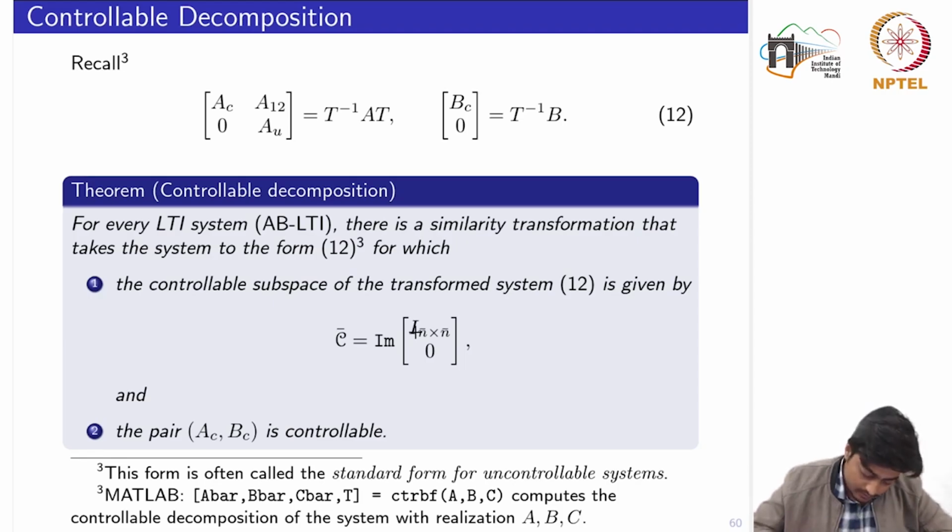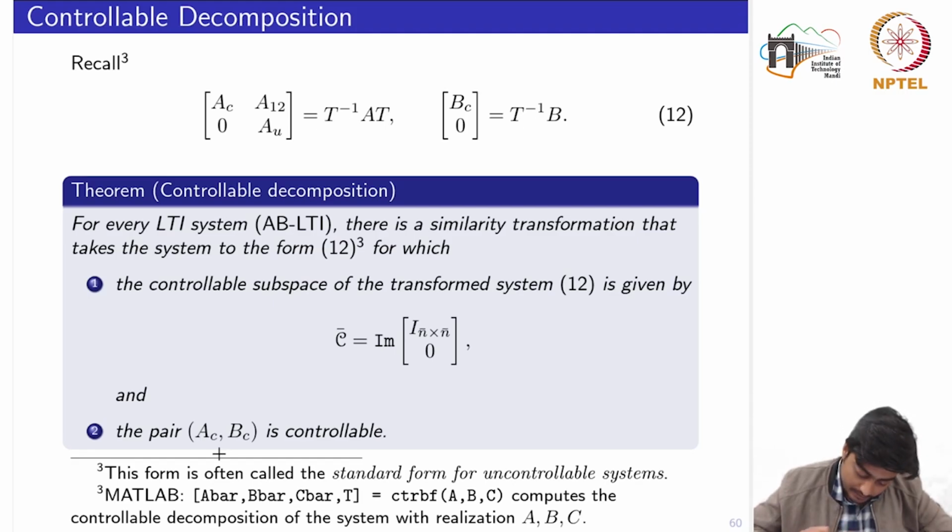Okay, so this form is often called the standard form for uncontrollable systems, because we already know that n bar, which is a lesser number than n, meaning to say that the system is not controllable. So it is the standard form for an uncontrollable system, obtained by introducing a specific similarity transformation matrix T.